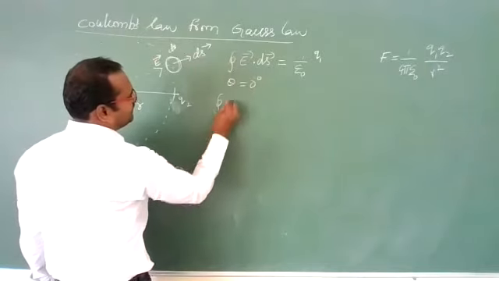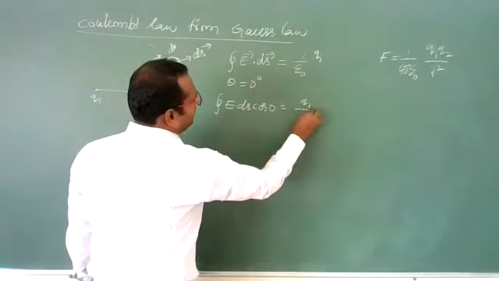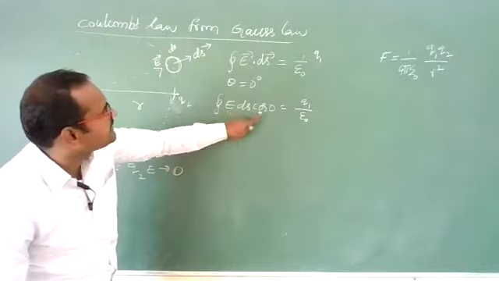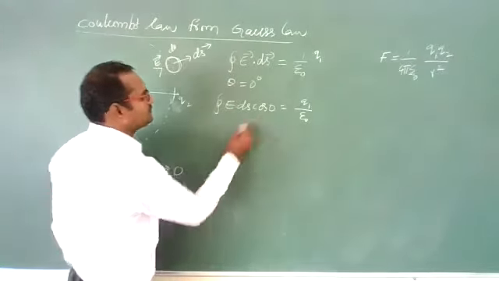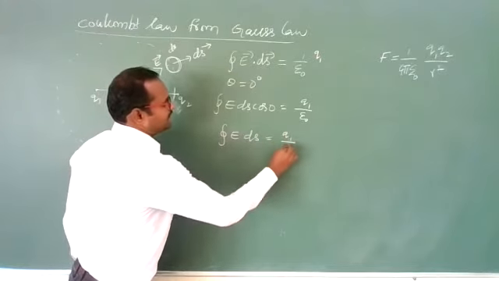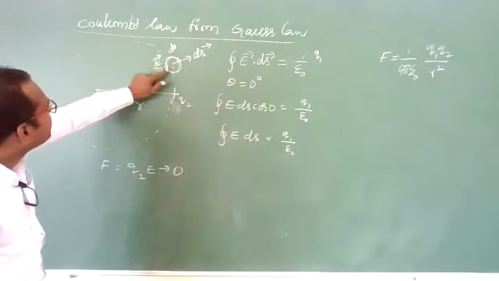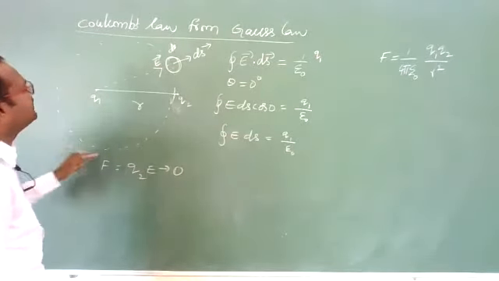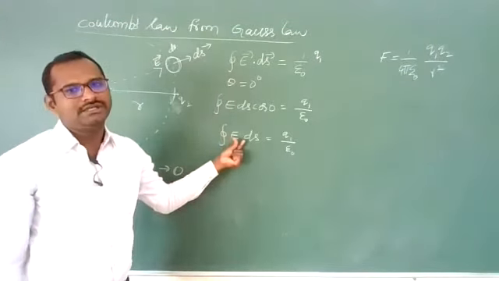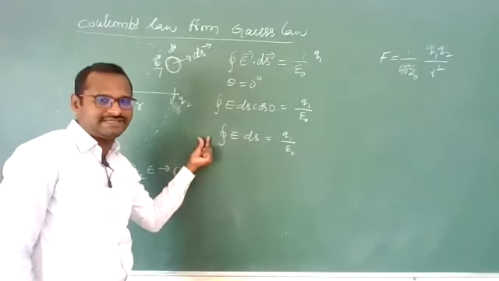So you can write surface integral of E ds cos 0 is equal to q1 by epsilon naught. Are you getting? Because of this dot product, I am writing E ds cos theta. Theta is 0. Cos 0 is 1. So you can write surface integral of E ds is equal to q1 by epsilon naught. As I just told you, at each and every point on that Gaussian surface, electric field is constant. Means this E value under this integration is constant. So if any constant value is there in integration, we can take it outside.